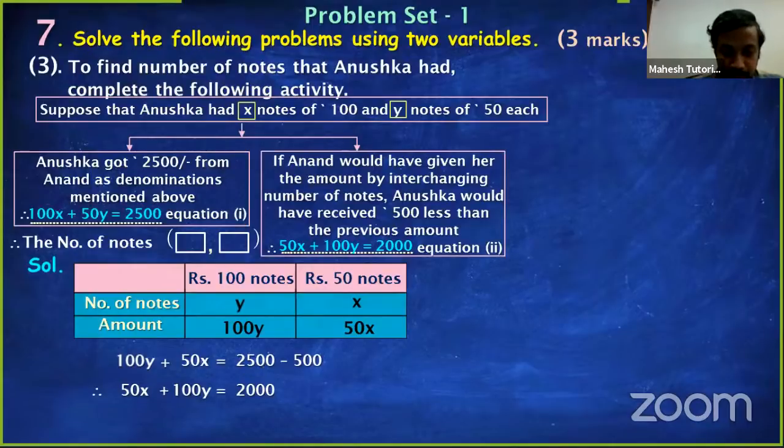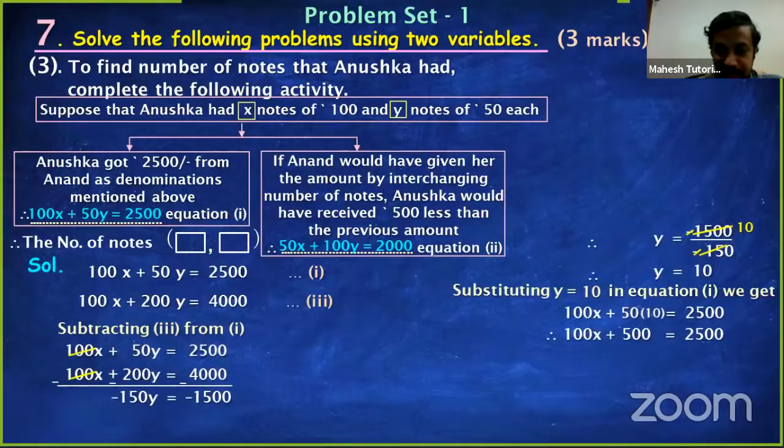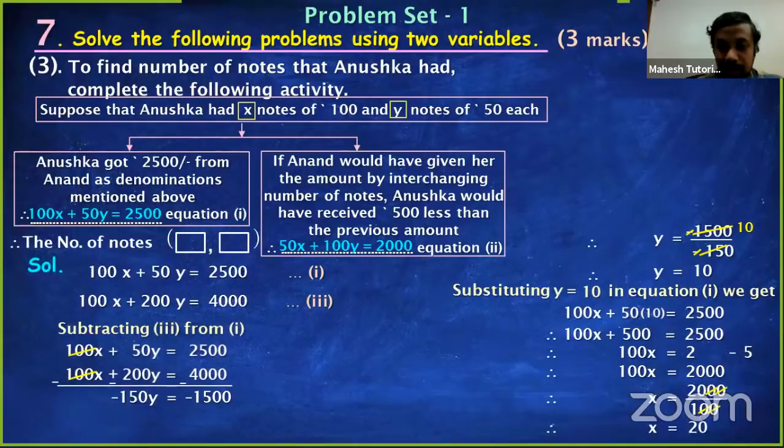All right. Now, students, after solving this equation, we get the values of x and y. See, what is the value of y that we have got? 10. And the value of x that we have got? 20. But x was the number of notes of rupees 100, meaning Anushka has 20 notes of 100 rupees. And y was the number of notes for rupees 50. The answer for y is 10, meaning Anushka has 10 notes of 50 rupees.